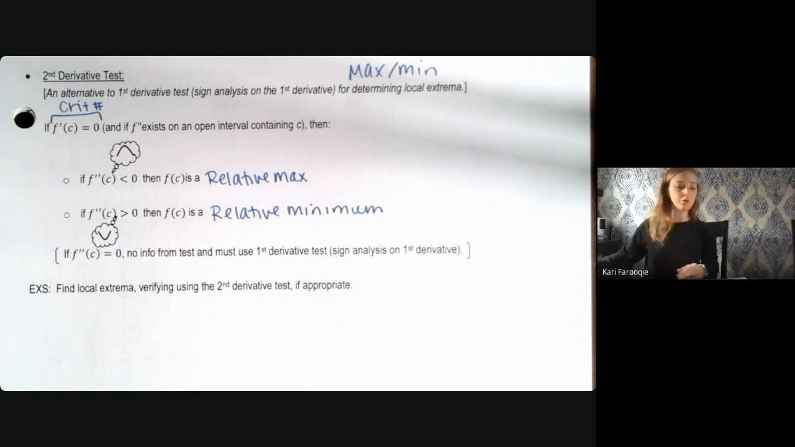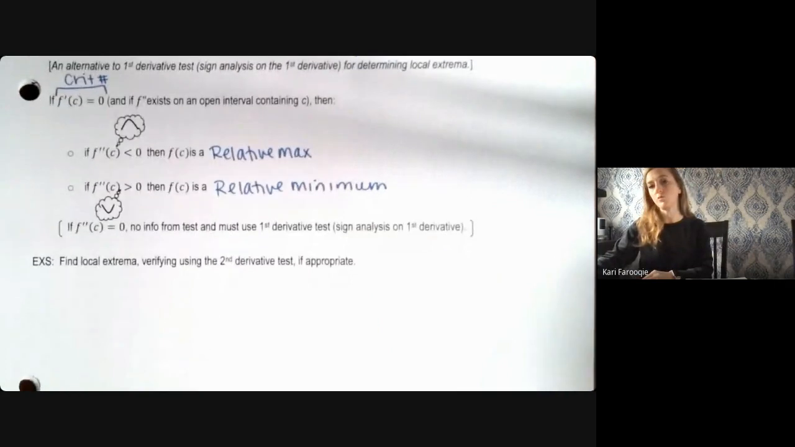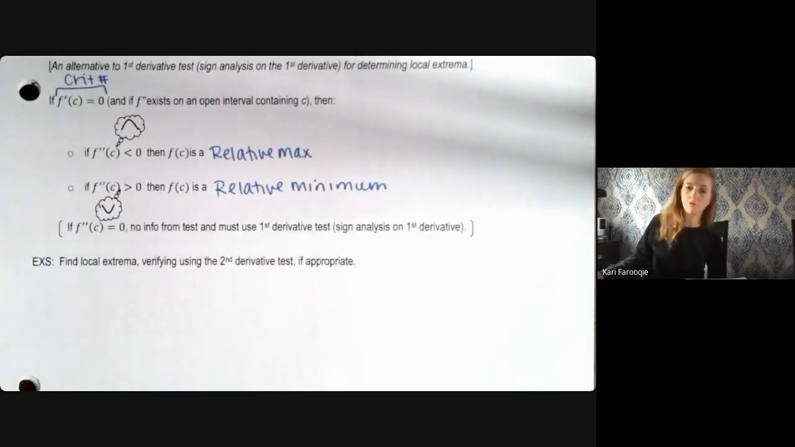But we're going to go through an example of how to use the second derivative test, because we will probably find it to be more useful to us when we start looking for extrema later on in this chapter, talking about word problems, mostly just to verify that a value that we found is a maximum or minimum value. So to find local extrema, we're going to verify using the second derivative test if appropriate.